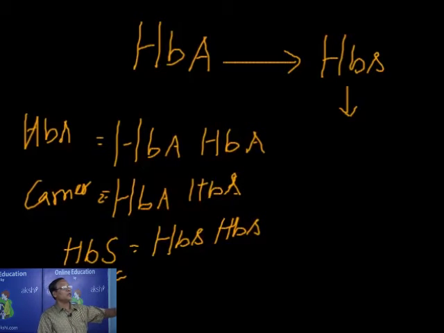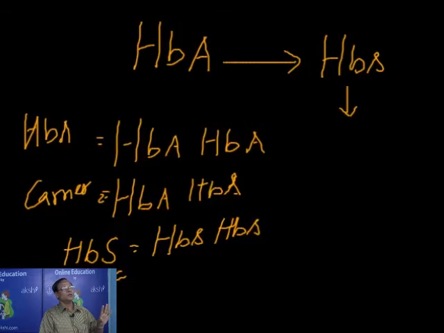So we have three different groups of people based on the hemoglobin, and sickle cell anemia is also considered an example for polymorphism. You know the meaning of polymorphism: the occurrence of more than one phenotype. Here there are three different phenotypes: normal, carrier, and sickle cell. That is why we can see sickle cell anemia is an example for polymorphism.